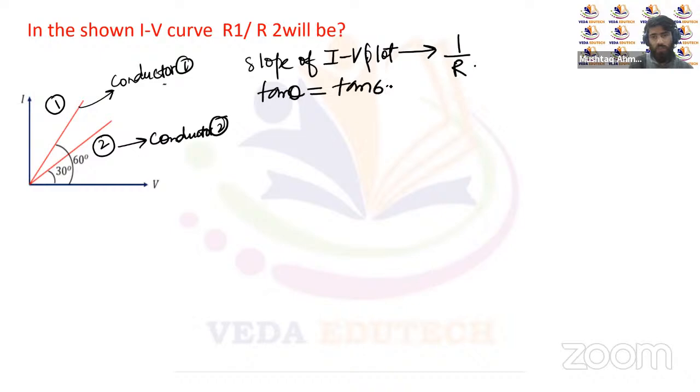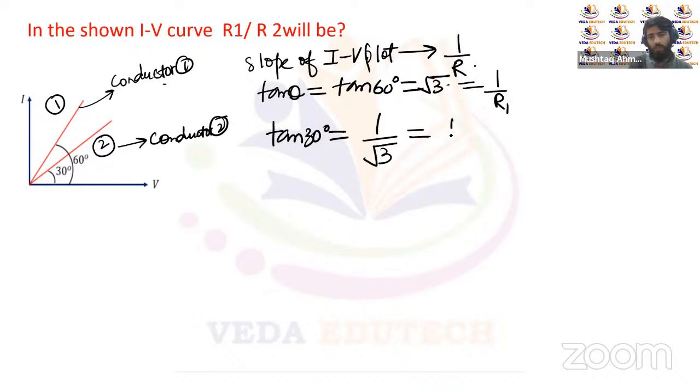Tan of 60 degrees is equal to root 3, right? And for the second plot the slope is tan of 30 degrees, that's equal to 1 over root 3, right? Let me call this 1 over R1, and let me call this 1 over R2, right? So this is our first equation and this is our second equation.